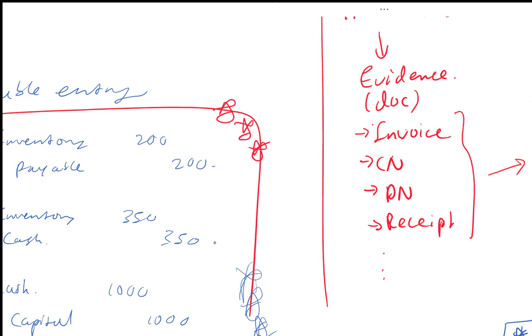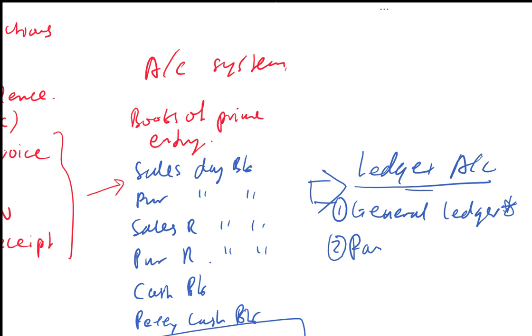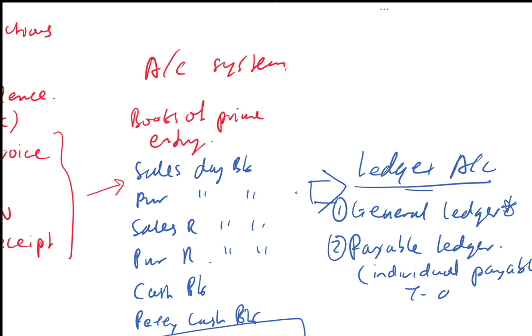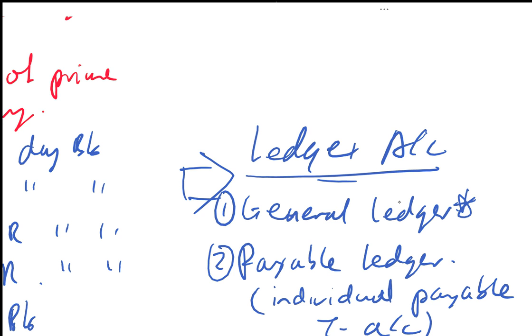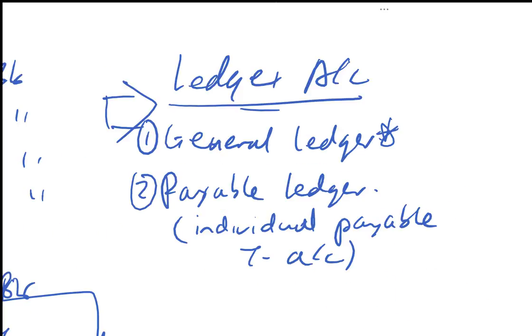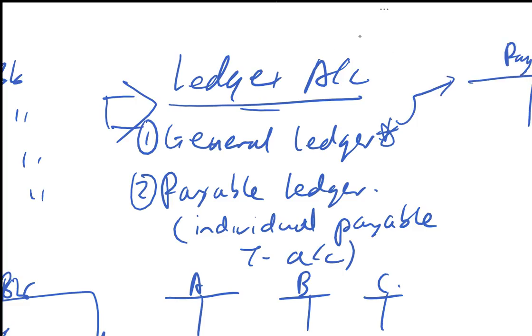So what we have is this thing called the payable ledger. The payable ledger basically gives you the individual supplier, or you can say payable T account. So that means in the payable ledger I can find accounts like A, B, C, supplier ABC. Then in my general ledger I also have a payable account. But these two payable accounts are a bit different.